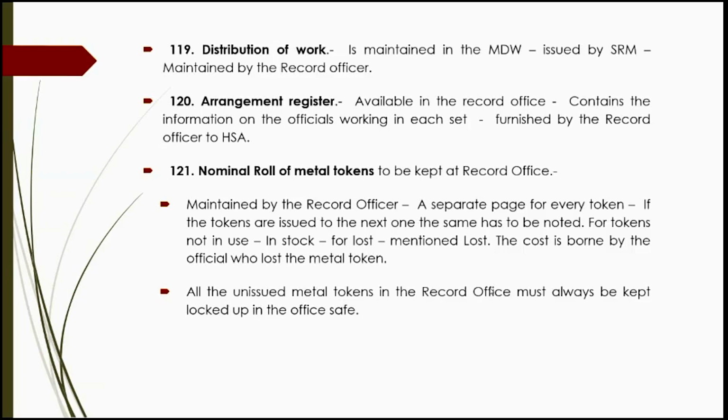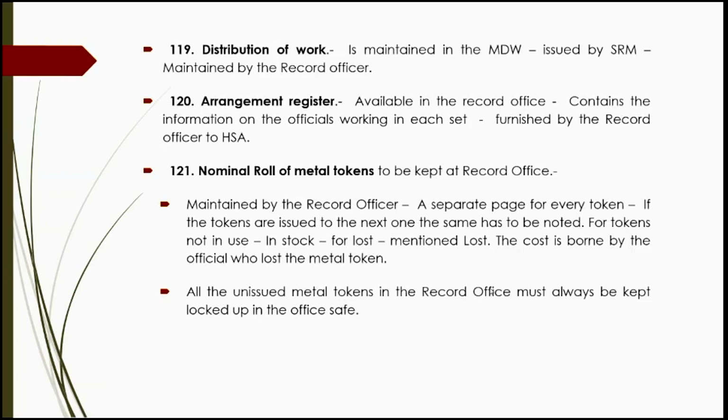Next one is the arrangement register. What do you mean by arrangement register? We saw that he is capable of changing the sorting assistant set. So who is working where, those kinds of arrangements are recorded in the arrangement register, and that is provided to the HSA, because ultimately the head of the set is going to be an HSA, and he has to be aware of the number of SAs he has been assigned. So it will be furnished by the record officer to the HSA.